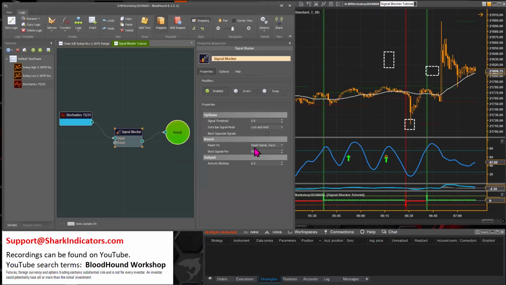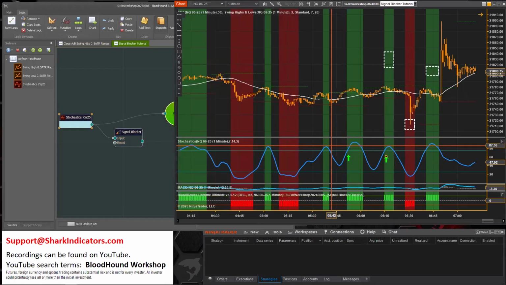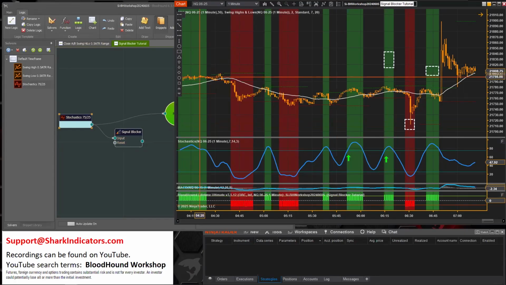All right. So let's go into our reset list here. The reset I'm talking about is input no signal, right? So what is a no signal here? Well, let's first look at our signals. These are our signals. When there's no signal, that's what a no signal is. So this area in here, there's no signal. That's what we're talking about. So when we get these blank areas, we can use these blank areas to also reset the signal blocker.